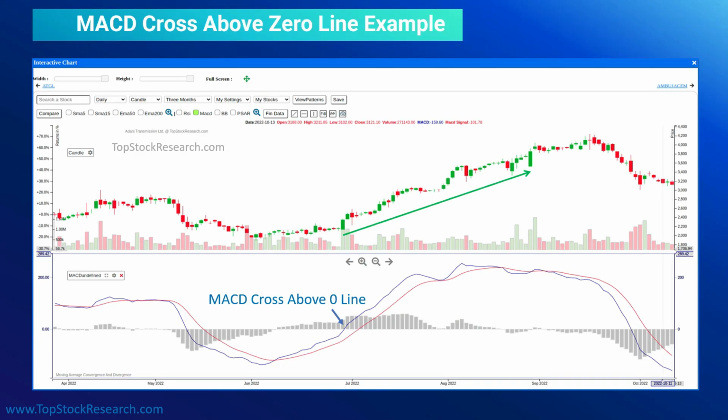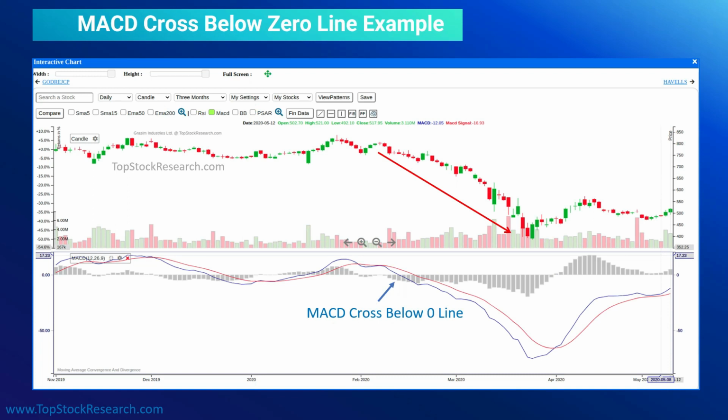So MACD above zero line we have covered. For MACD below the zero line, this is where the crossover has happened, but MACD actually crossed below the zero line at this level and there was a good move down. Then there's again a good move up, but the MACD zero line is not yet crossed. Once it crosses, perhaps there could be a good rally.